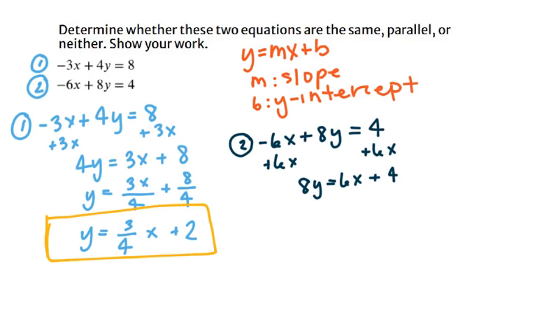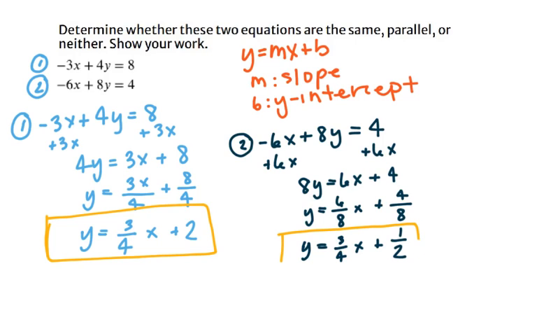Now to isolate our y variable, we need to divide both sides by 8, which will give us y equals 6 over 8 times x plus 4 over 8. We can simplify both of these fractions. 6 over 8 is the same as 3 over 4, and 4 over 8 is the same as 1/2. So we've now written equation number 2 in slope-intercept form.